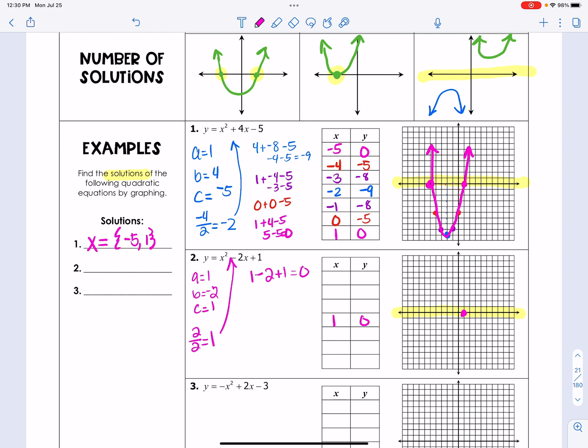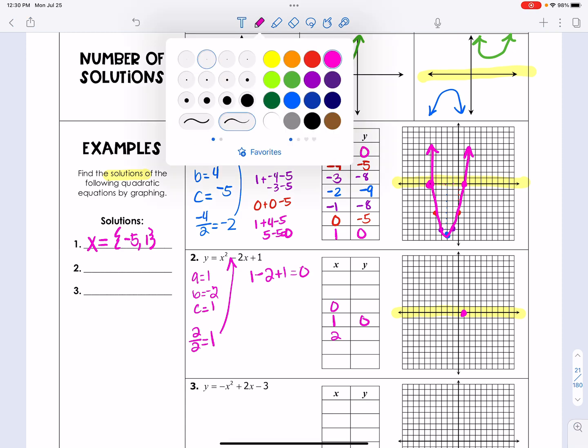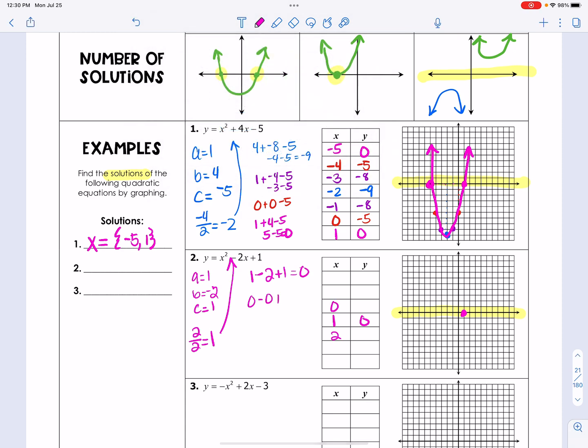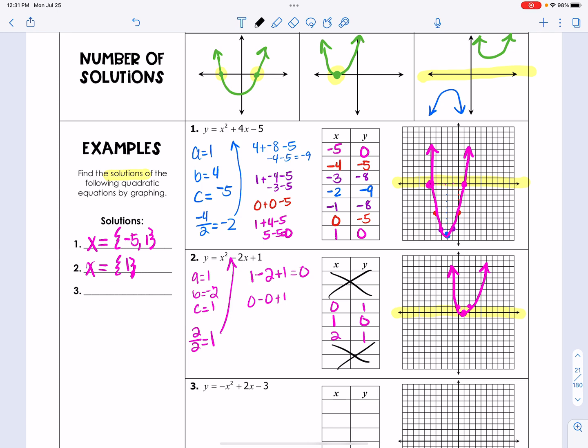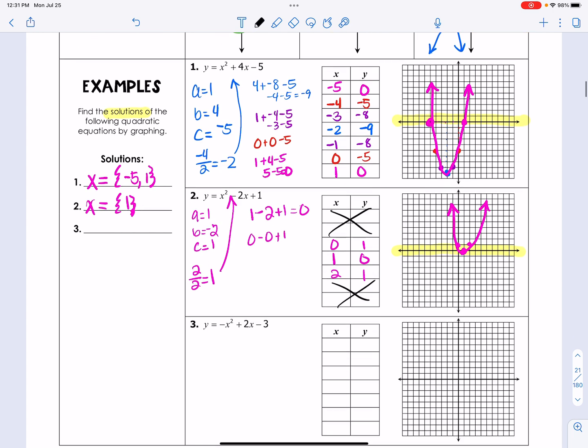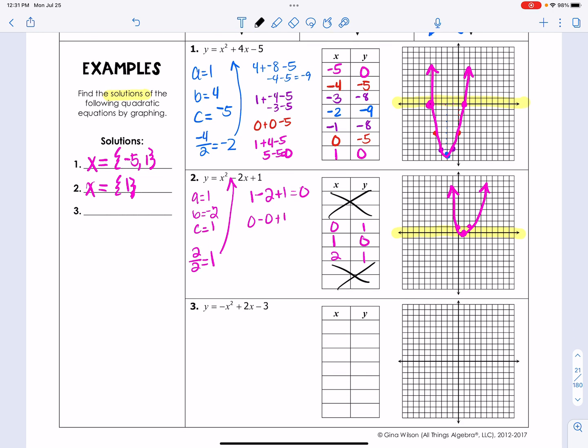So if you want, you could put in 2 and 0, and I could put in 0 pretty quickly. 0 minus 0 plus 1. I have enough points right here to graph it. I'm done. I don't have to keep going. I know what my solution is. My solution is 1. It just has one solution. It just hits the axis. So I didn't even fill in the rest of these because I found where it hits the axis. That's the whole point of what you're doing right now. Once you find where it hits the axis, you're done.